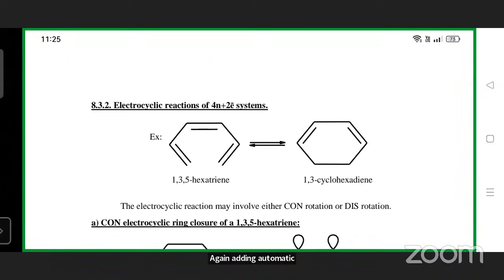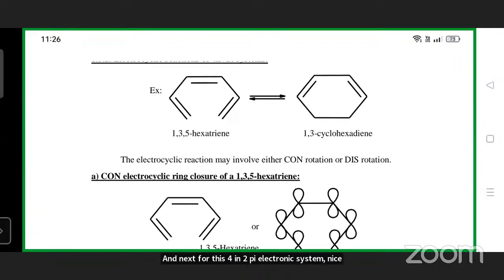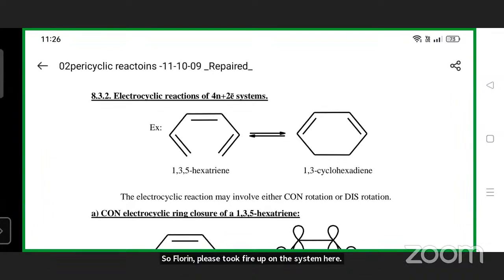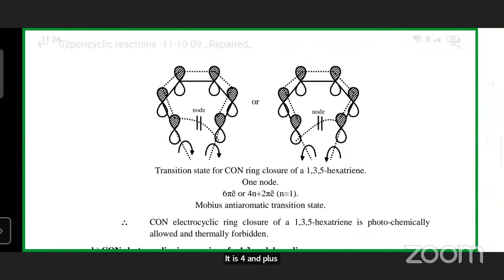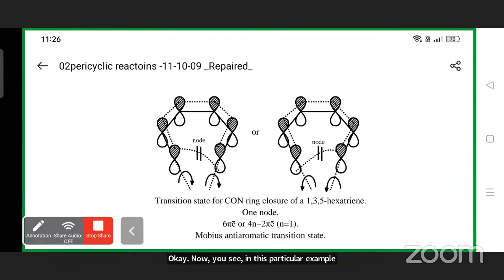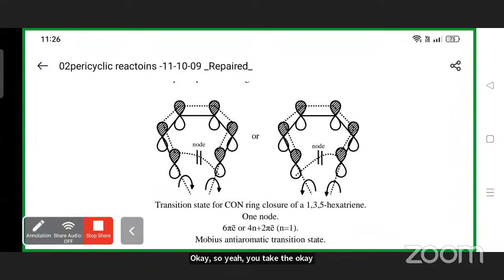And next, for this 4n plus 2 pi electronic system, right? So 4n plus 2 pi electronic system here, where the 6 pi electrons are there. 6 pi electrons means it is 4n plus 2. It comes under the 4n plus 2 system here. Okay, now you see in this particular example, right? So here you take the molecular orbital here. Okay, so where we are doing the conrotation, right?